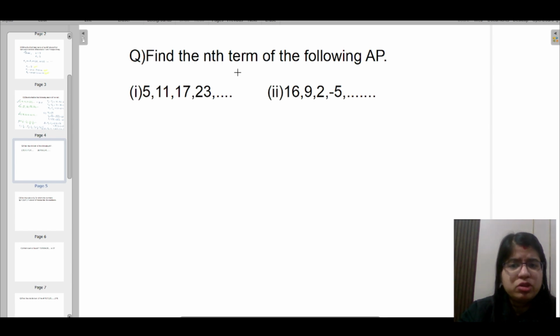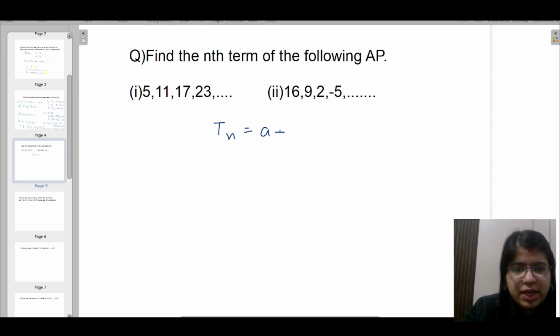So students, now we have the question: find the nth term of the following AP. We have already studied that in an AP, the first term is a, the second term is a plus d, then the third term is a plus 2d, like that. So we have derived that Tn is equal to a plus (n minus 1) into d.